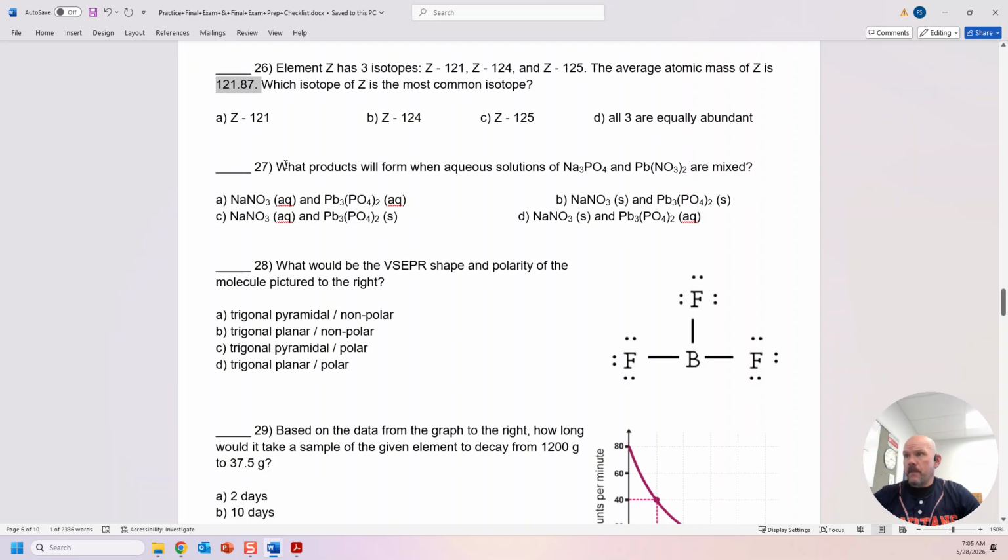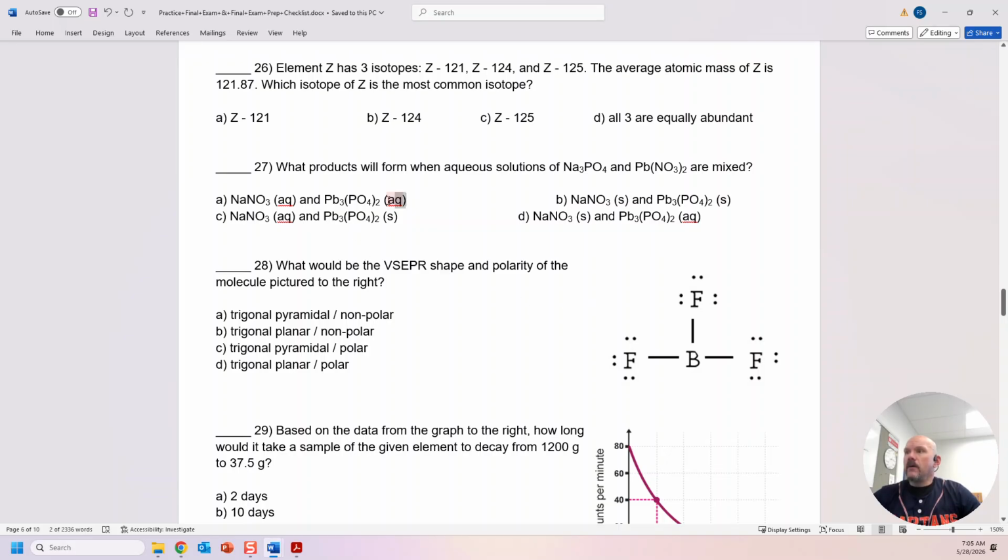Number 27, what products will form when aqueous solutions of sodium phosphate and lead 2 nitrate are mixed? So just double replacement, predicting the products, using your solubility rules. So hopefully you know that sodium nitrate would be soluble. So choice D would be incorrect because that's not going to precipitate, right? And choice B is incorrect because, again, that's not going to precipitate.